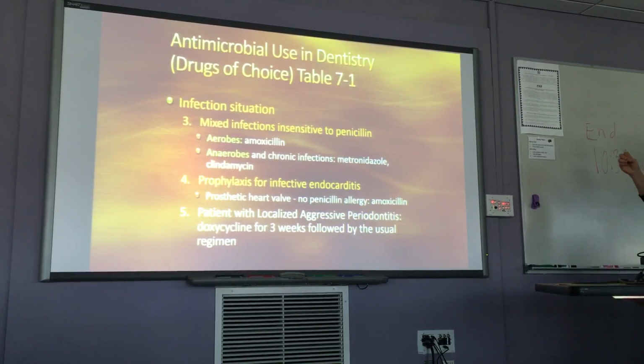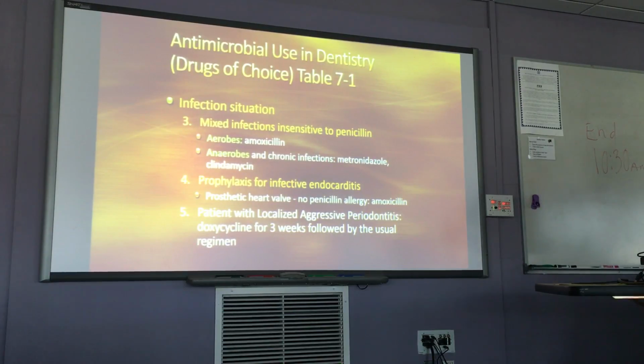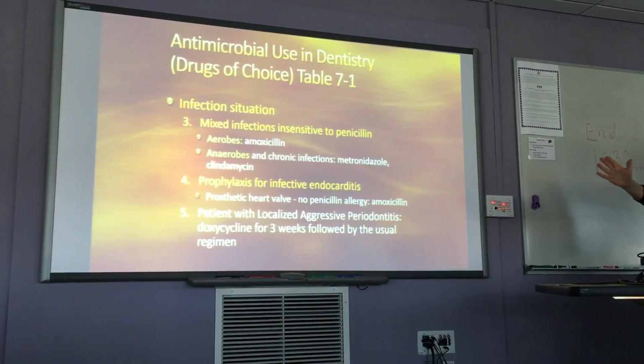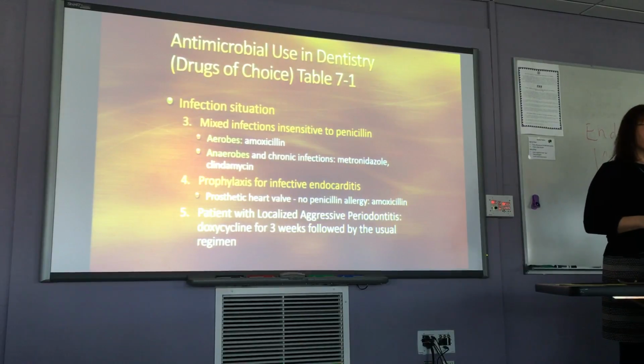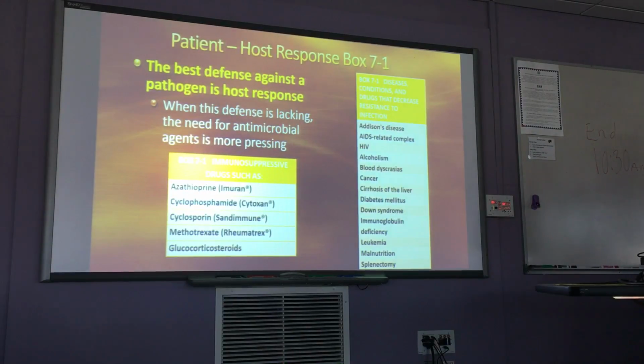If we're doing prophylaxis for infective endocarditis, because we've determined through a decision process that it is necessary, because it's not often necessary, okay? Like someone has a prosthetic heart valve and they have no penicillin allergy, we're going to use amoxicillin, okay? If they're allergic, we're going to use something else. Patient with localized aggressive periodontitis, doxycycline for 3 weeks, followed by the usual regimen. Again, these are cases where they've been treated repeatedly or have something growing very rapidly, then they may use those things. That's just an overview. We'll go through it one by one.